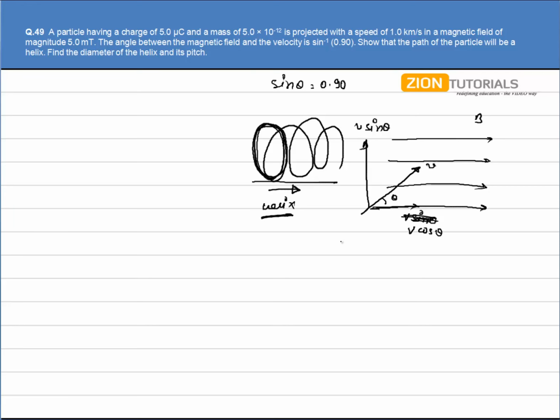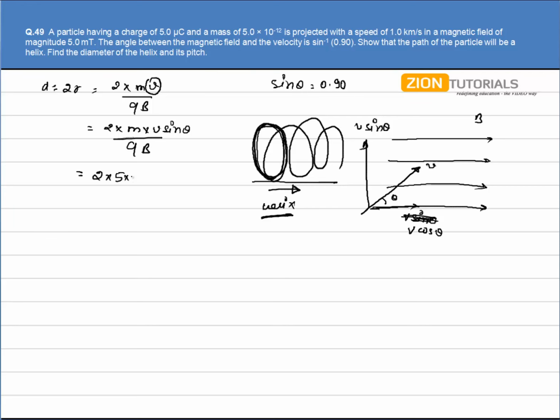Now I have to calculate the diameter of the helix. Diameter is given by 2r, and the radius is given by mv/qB. The velocity here will be v sin θ, because v cos θ is in the direction of the magnetic field, so it will not contribute anything to the radius of the motion. So it will be 2 m v sin θ / qB. Just substitute all the values.